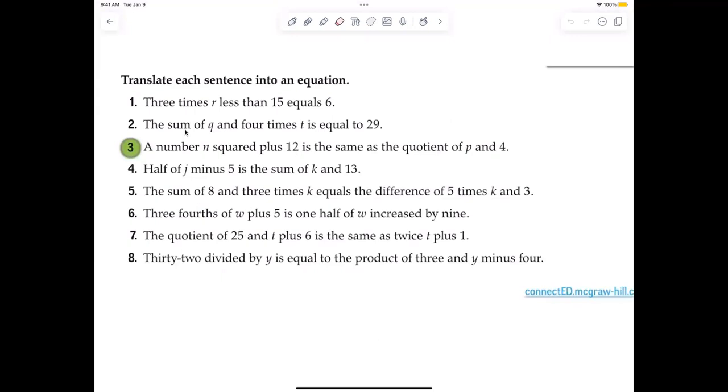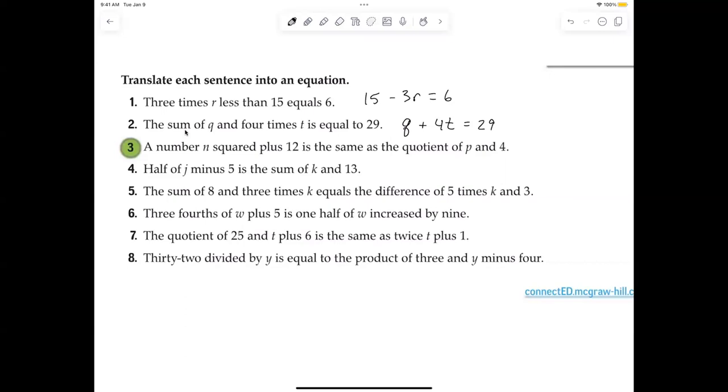3 times R less than 15 equals 6. What? 15. Thank you very much. 15 minus 3R equals 6. Perfect. The sum of Q and 4 times T equals 29. Sum means add. Q plus 4T equals 29. That's it.